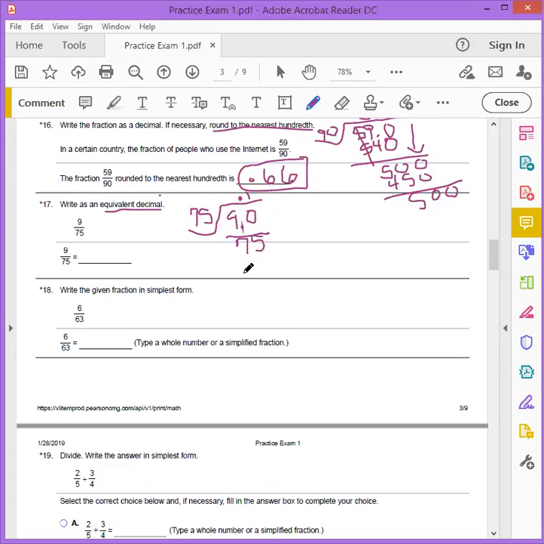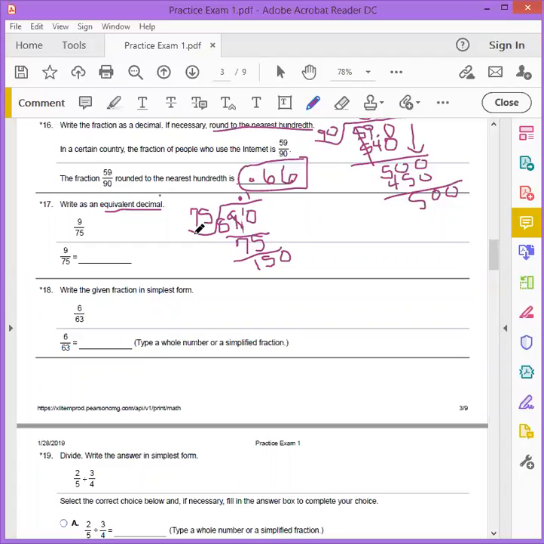We would subtract here, 90 minus the 75. We need to borrow here because we can't subtract 5 from 0. So we would subtract here, borrowing 1 from the 9. We'll replace this with an 8, and the 0 will become 10. So 10 minus 5 will give us 5. 8 minus 7 will give us 1.